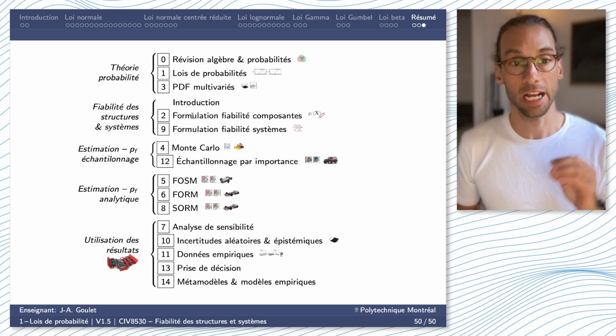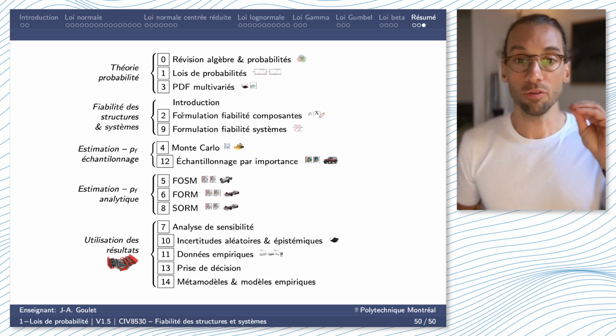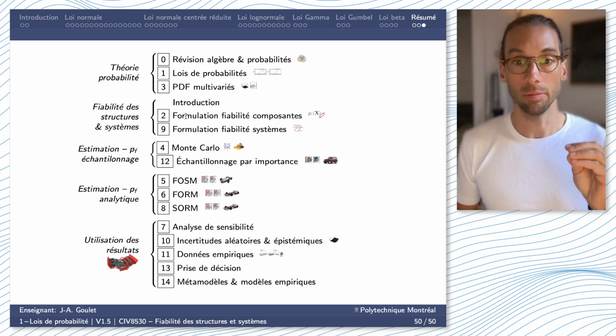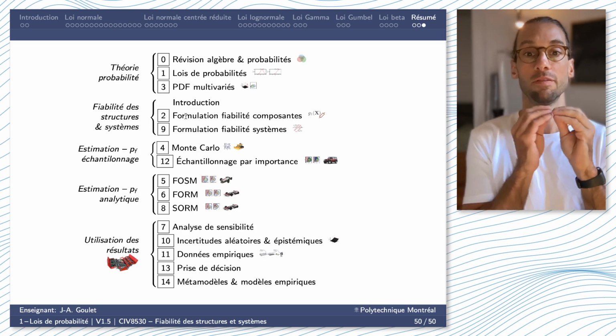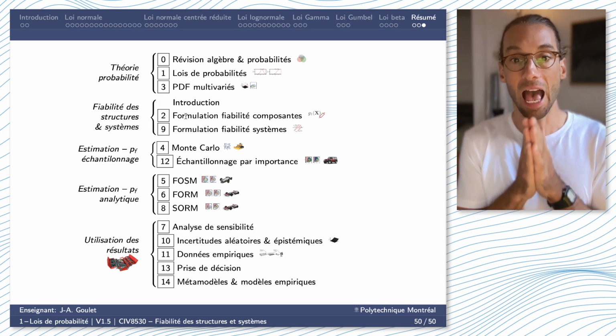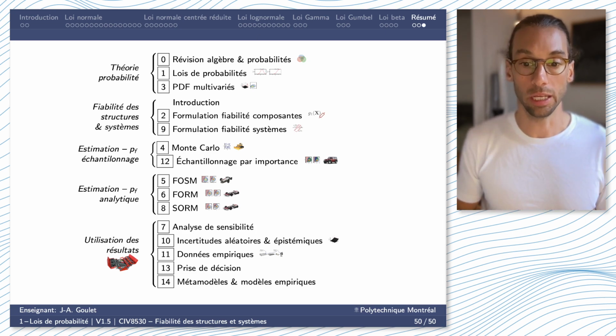Now we can tackle the next module: how can we formulate a reliability problem. This is going to be the key place where we define what the reliability index is and how it is related to the probability of failure.